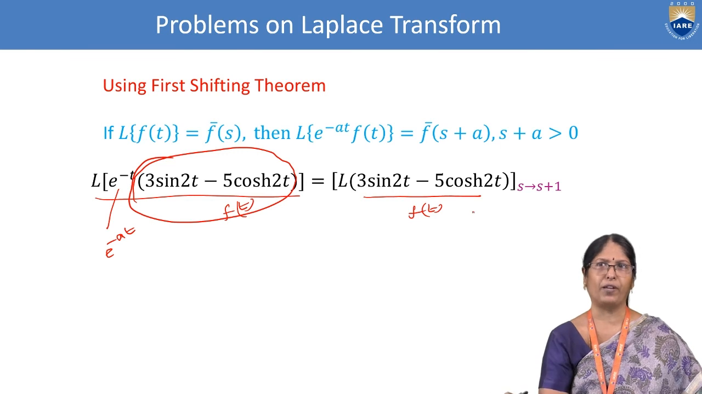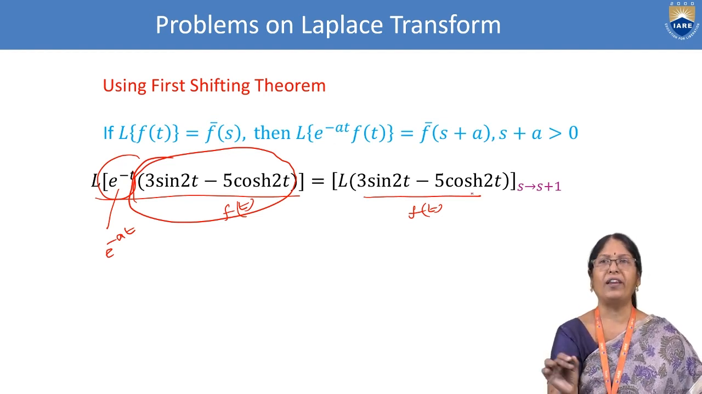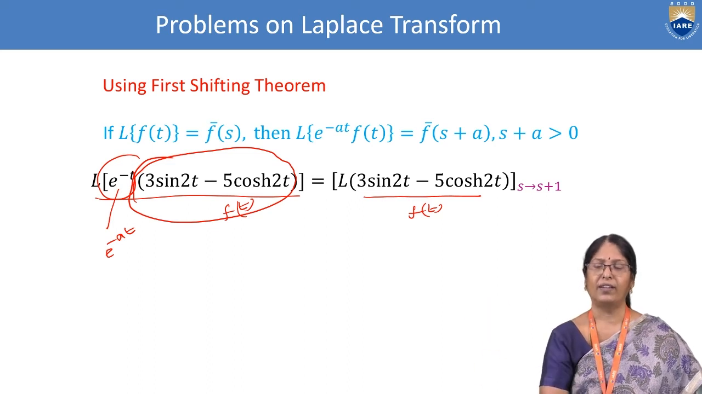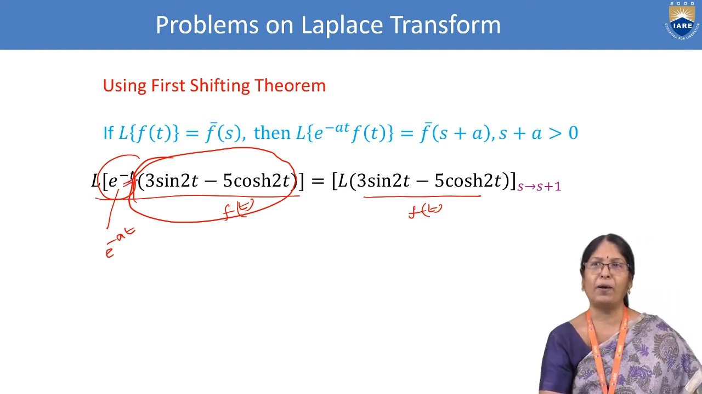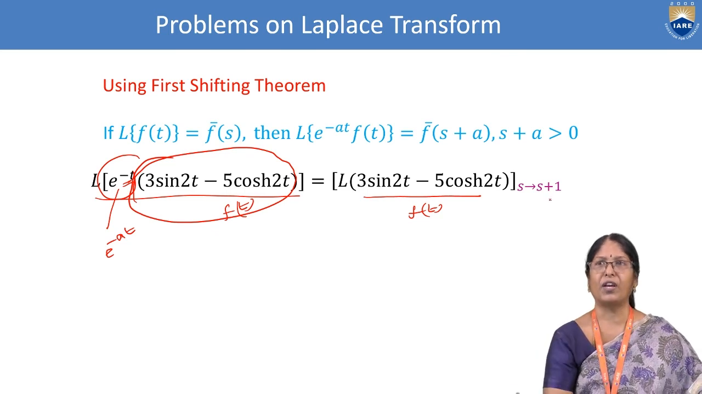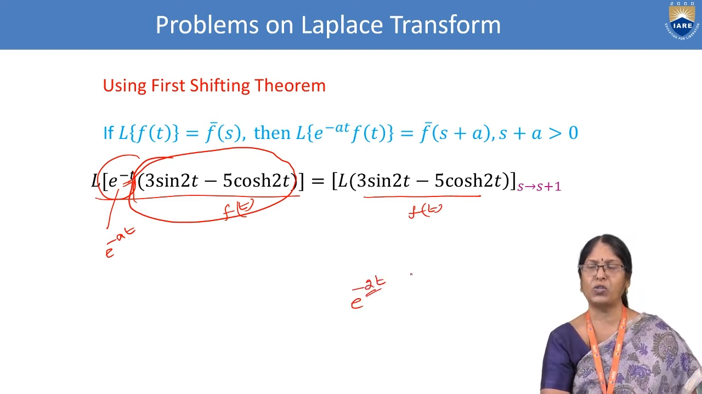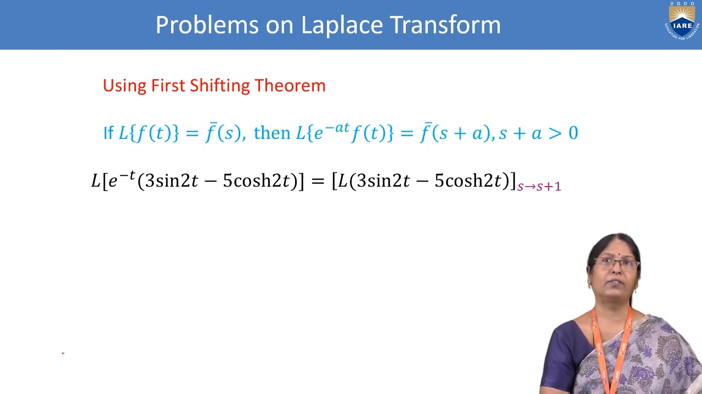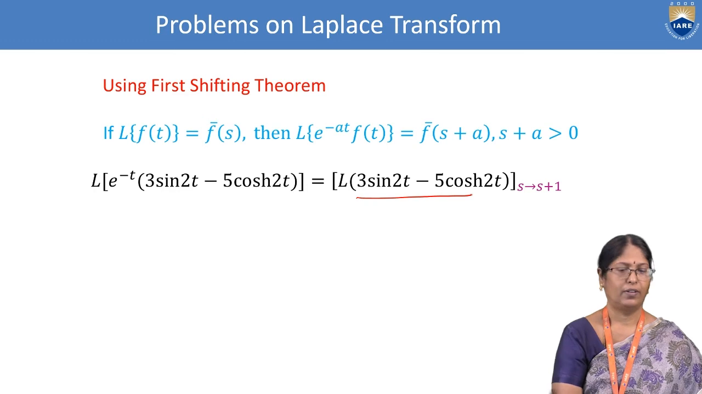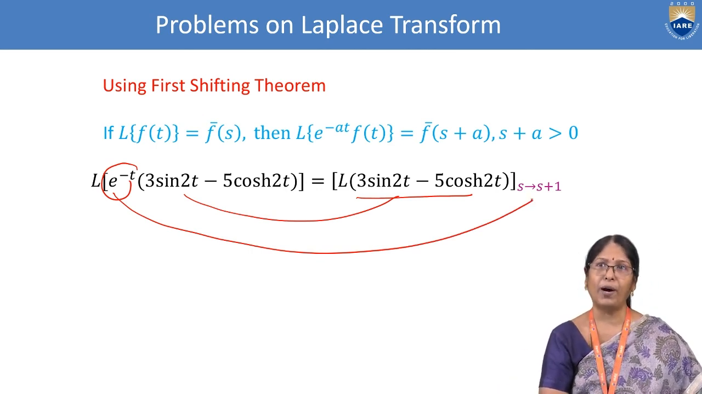Only f of t we will find the Laplace. Then what about this e power minus t? In the final result of the Laplace, s is replaced by s plus 1, because here minus 1 is playing a role. According to our problem, minus 1 is playing a role. That is the reason we have taken plus 1. Suppose the question is given e power minus 2t, then a is playing the role minus 2. Then s is replaced by s plus 2. So very simple thing. So for f of t Laplace, s is replaced by s plus 1.